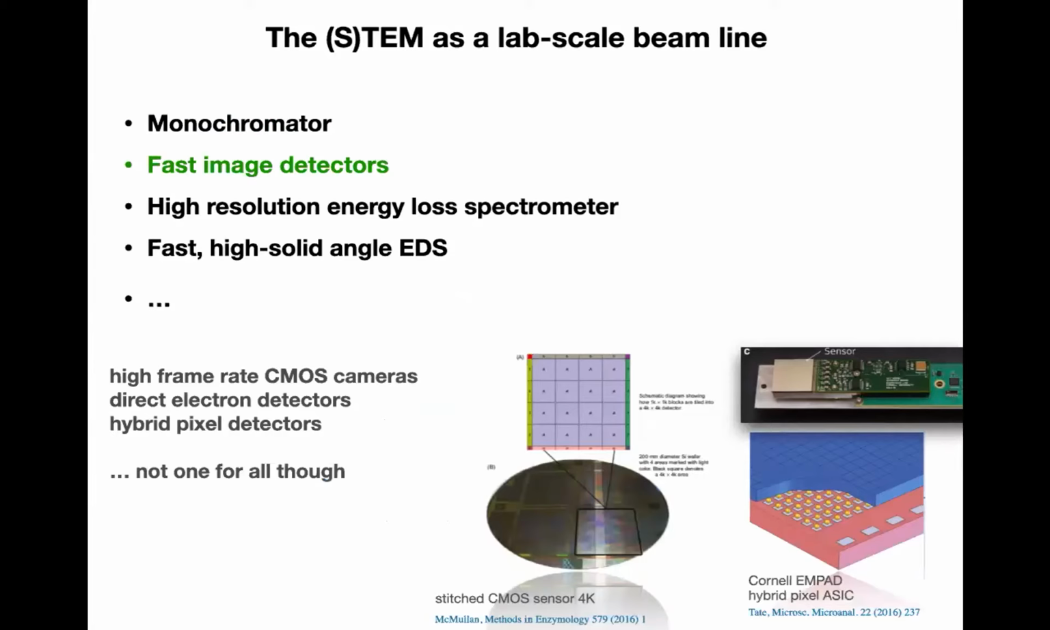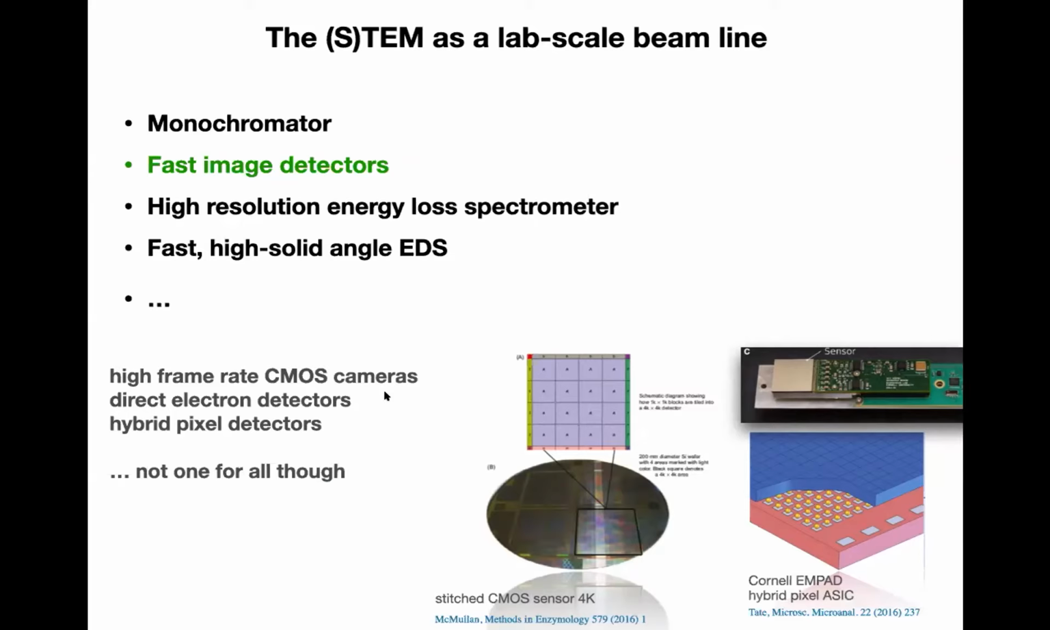Another important addition to the microscopes is fast image detectors. We see more and more of this technology coming up. One example is high frame rate CMOS cameras. These are quite often designed with a scintillator in order to be responsive. If they are without scintillator, then they are capable of detecting single electron pulses, and these so-called direct electron detectors are used very much in low-dose applications now.